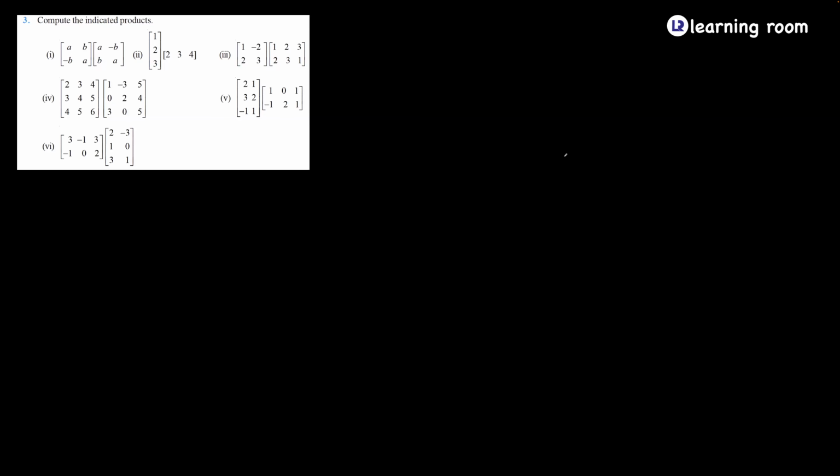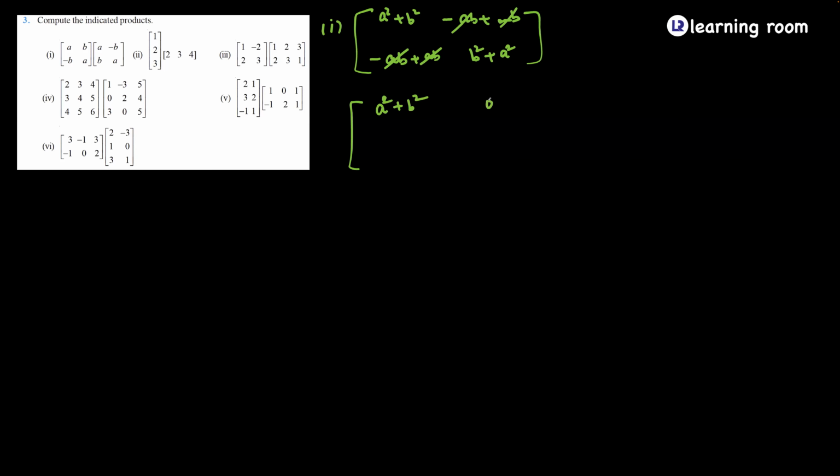So here we need to find the products. The answer for the first one: when you multiply AB minus BA with A minus BBA, what will you get? You get A square plus B square as the first element, minus AB plus AB as the second element. The third element will be minus AB plus AB, and the fourth one will be B square plus A square. AB and AB will get cancelled. What you're left with is A square plus B square, 0, 0, and A square plus B square.